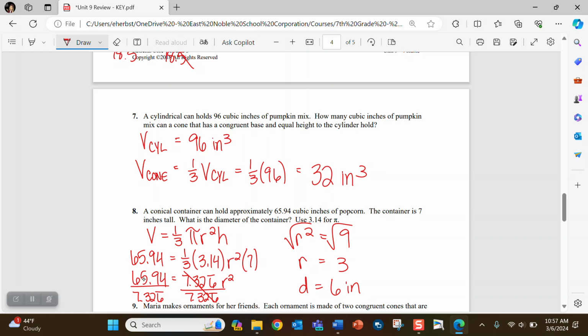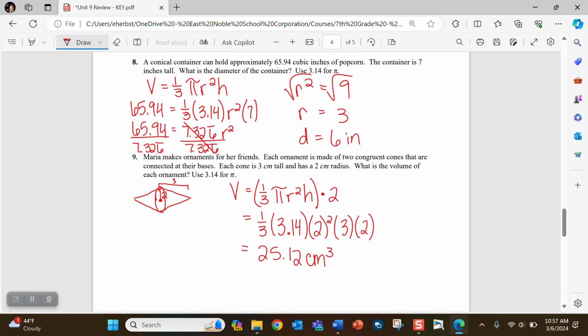So taking 65.94 and dividing it by 7.326 repeating, in my calculator I'm typing in 7.32 and then a whole bunch of sixes until I run out of room. That did give me 9. That's r squared. So first we have to square root. We get that the radius is 3, but we were asked to calculate the diameter. So now we have to double that. We get 6 inches.